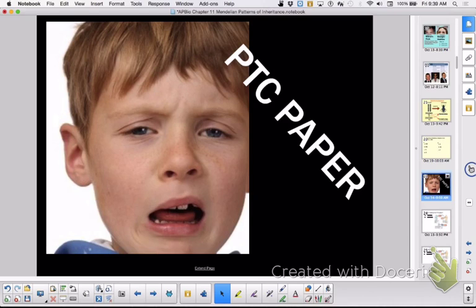Not PCP, PTC. Now, for some of you to taste this PTC paper is a dominant trait. To not taste it is a recessive trait. You will know when you taste it. But before we taste this paper, you're going to do 2 things.